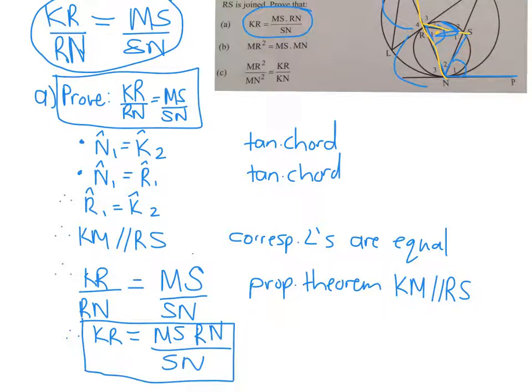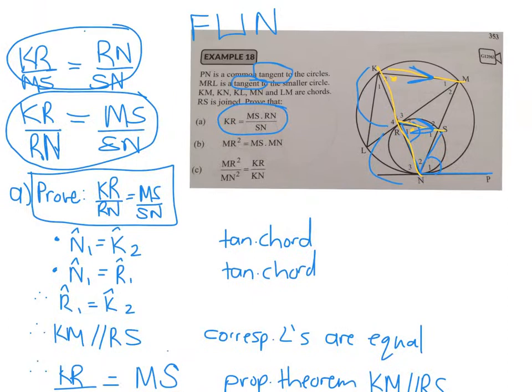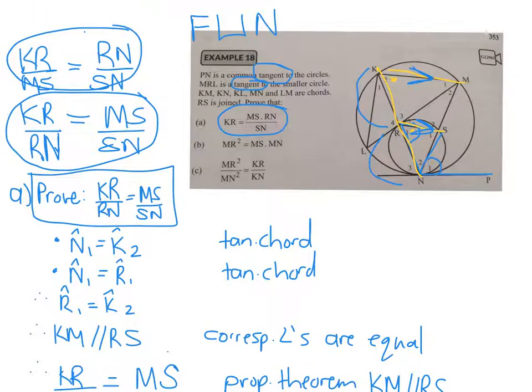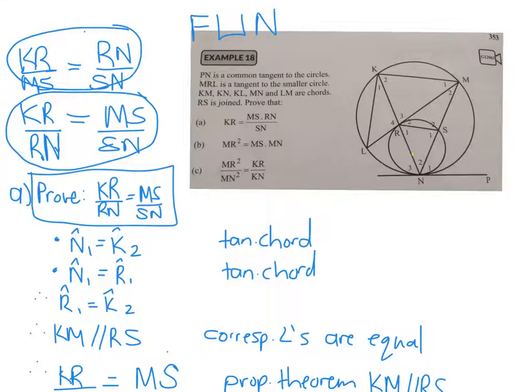Okay, so let's go and have a look at question B. So I'm just going to go back, and for question B, I'm just going to clear all of this over here. I've proven that KM is parallel to RS, so I'm just going to include that over there. I've proven that these two are parallel.